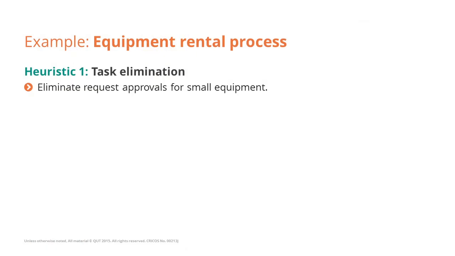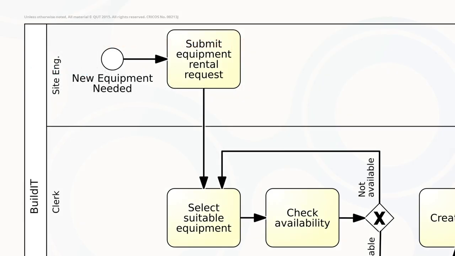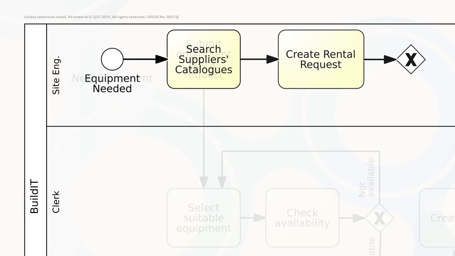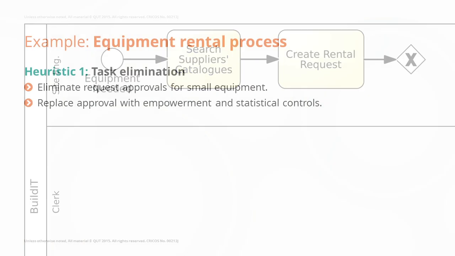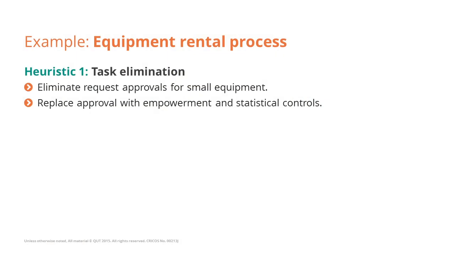First, by applying heuristic 1 and trying to eliminate the rental request approval for small pieces of equipment, meaning that the site engineer is entitled to approve small equipment purchases. Another way of applying heuristic 1 in this context is to seek to replace the approval, this time of larger pieces of equipment, by empowerment and statistical controls, meaning the site engineers have the power to make the rentals.